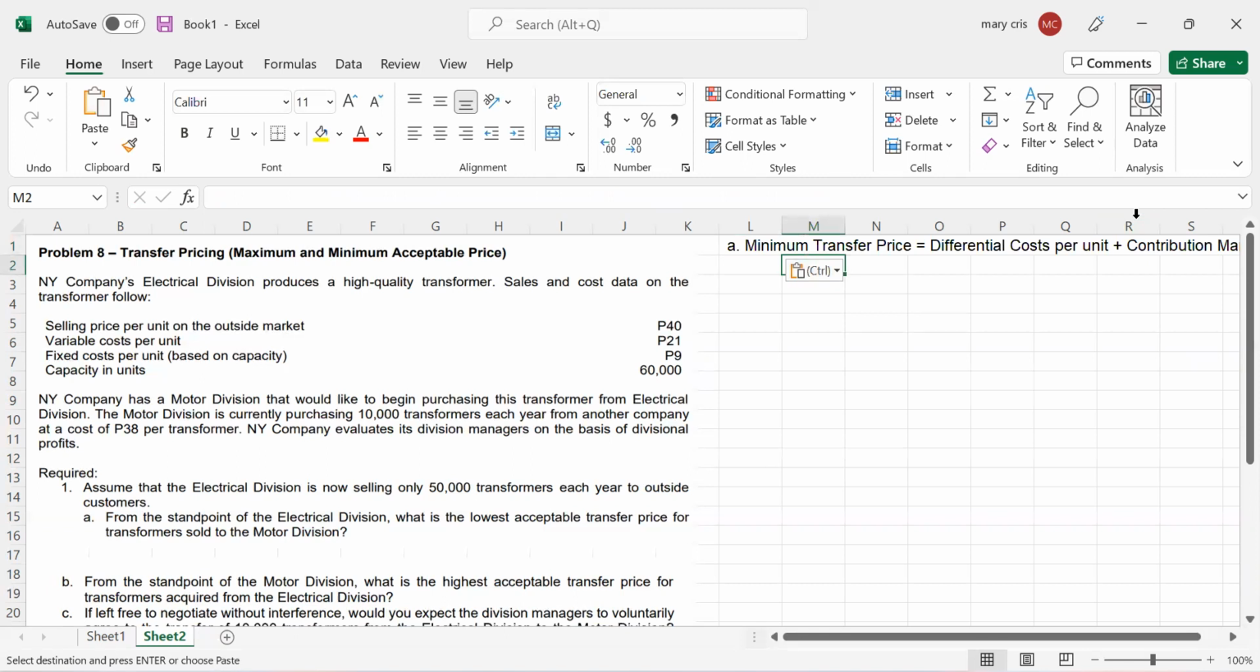So in this particular problem or scenario, letter A, since the electrical division is still operating below its capacity, therefore wala silang opportunity loss for mga outside sales. So what we are going to consider is yun lang variable cost. Now, differential cost here would be equivalent to your variable cost, which is 21 pesos. So for letter A, our answer would be 21 pesos. No?